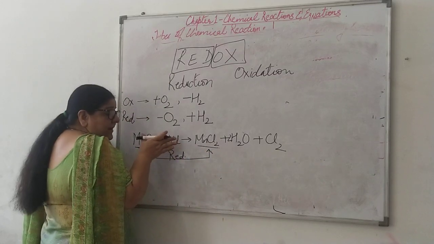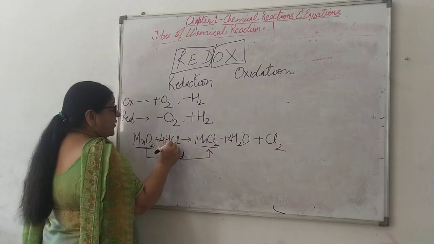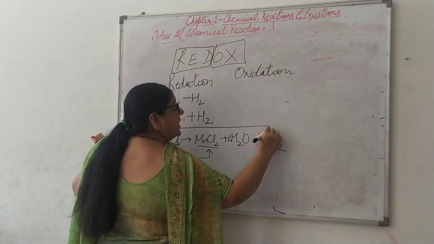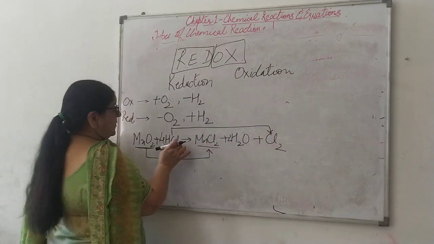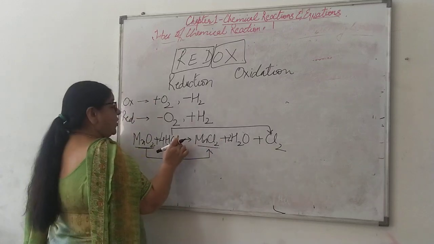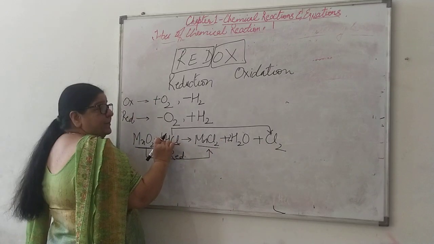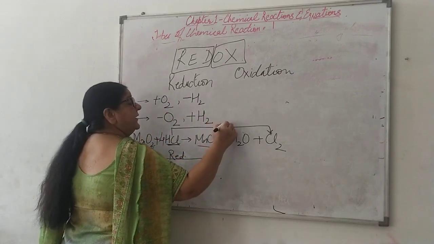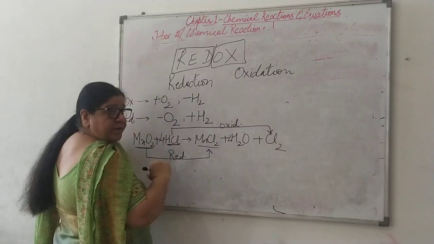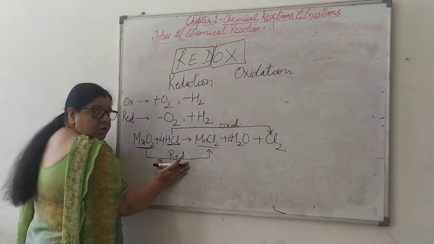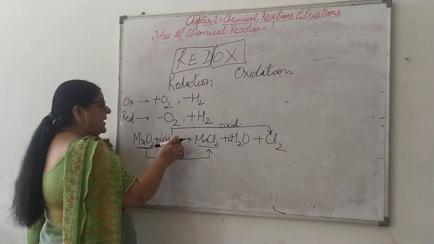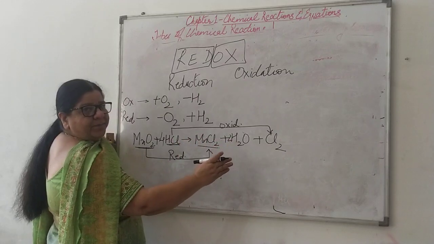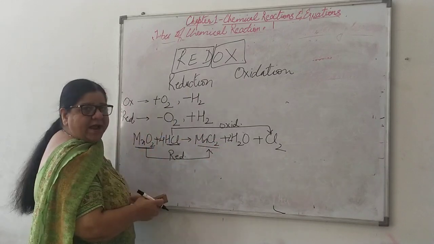And from HCl, what I just now said, we have to see the reactant side. From HCl, what is happening? Hydrogen is getting removed and only chlorine is left. So from HCl, H is being removed. Minus H means it is being oxidized. So here MnO2 is reduced, this becomes the oxidizing agent. HCl is oxidized, this becomes the reducing agent. So this is how the redox reaction takes place.